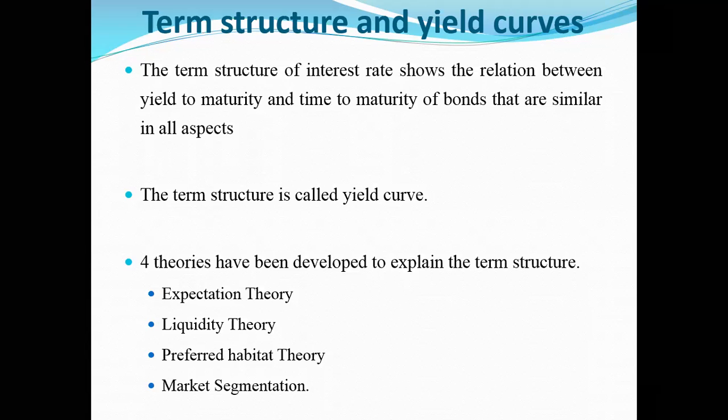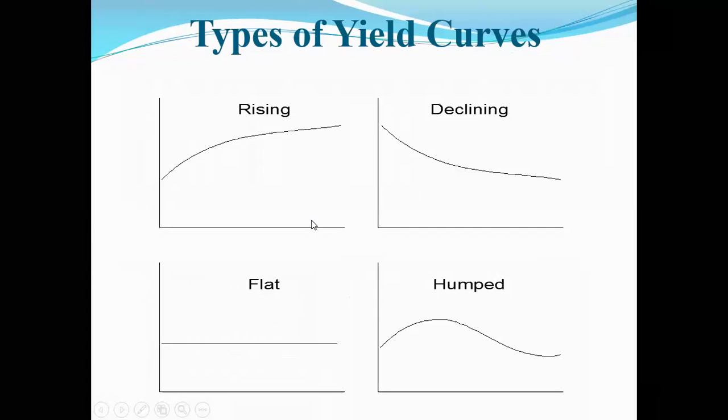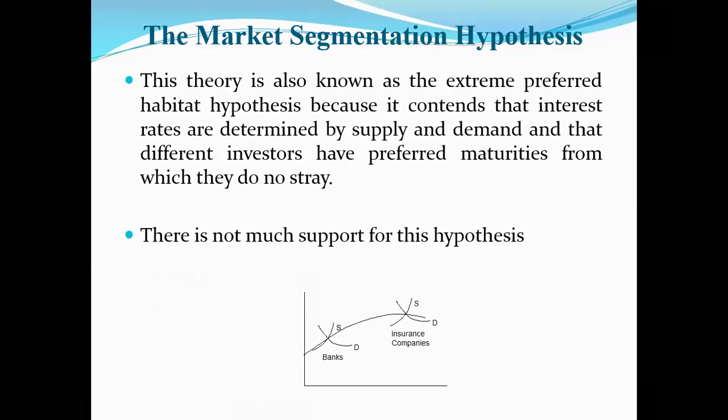Okay. Fine. So the first theory that we have to understand is called expectation theory. Next is liquidity. Third is preferred habitat. And the last one is market segmentation theory. All those theories are mentioned here. Kindly go through it once, and if you have any doubts, come back to me. I will explain. We'll move to the next part.